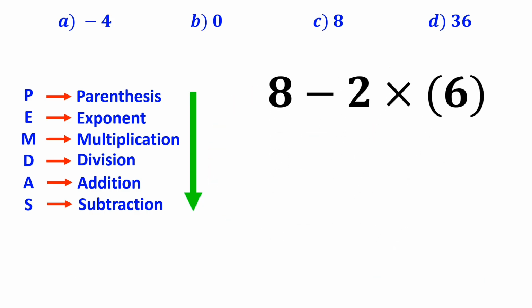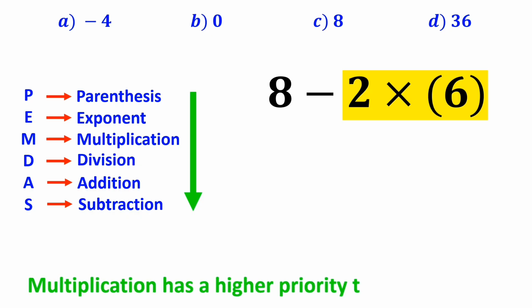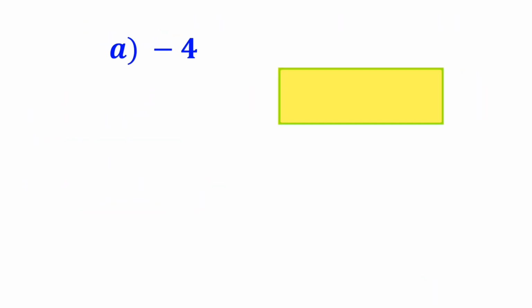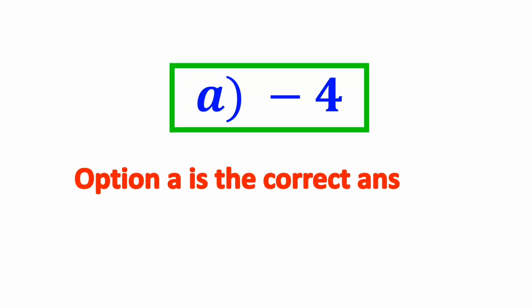In the next step, we move on to multiplication, because multiplication has a higher priority than subtraction. So, we'll write this expression as 8 minus 12. And finally, the value of this expression is equal to -4. Therefore, option A is the correct answer to this question.